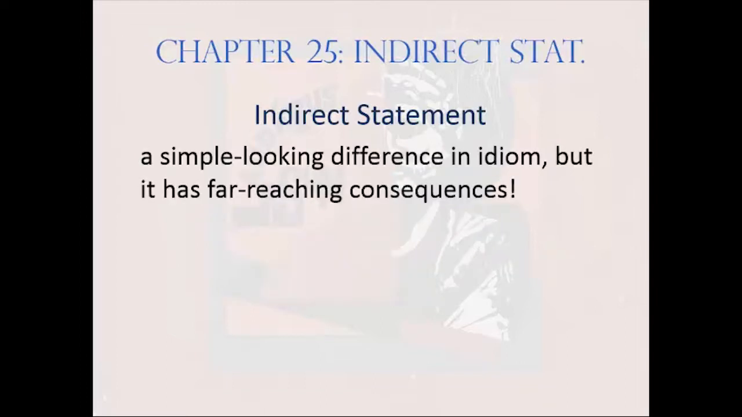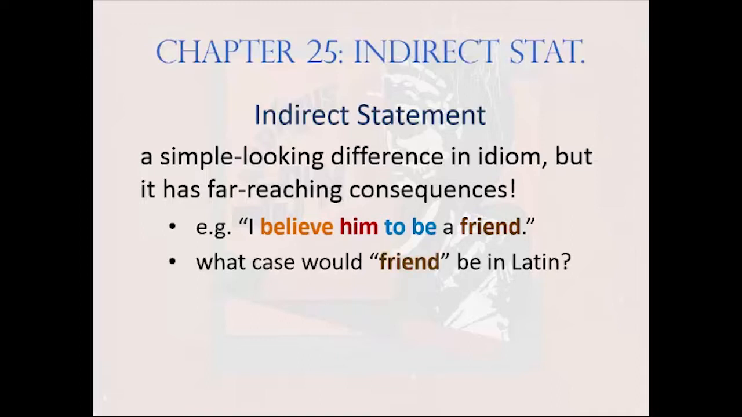It's a simple-looking difference, but its consequences are far-reaching. To wit, let's look at the infinitive construction more closely. I believe him to be a friend. What case would friend be in Latin? How is it functioning inside its own construction? What is friend doing grammatically? It's renaming or modifying him through the verb to be. So, it's a predicate noun.